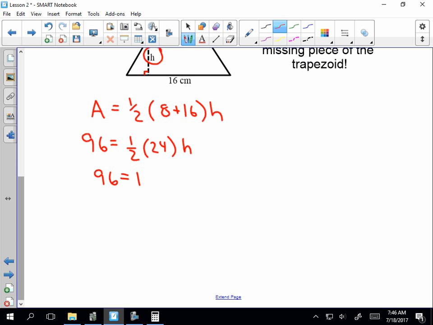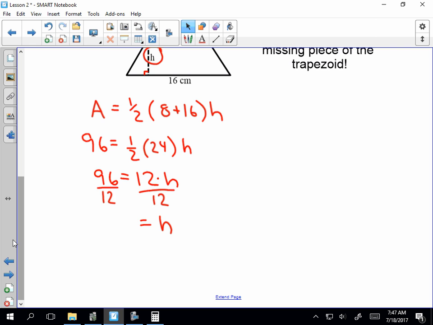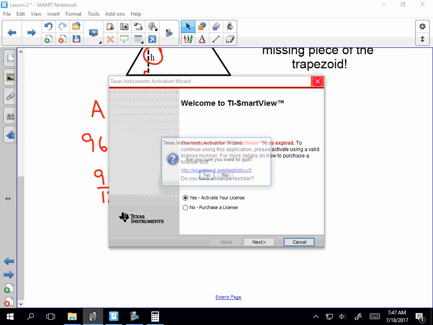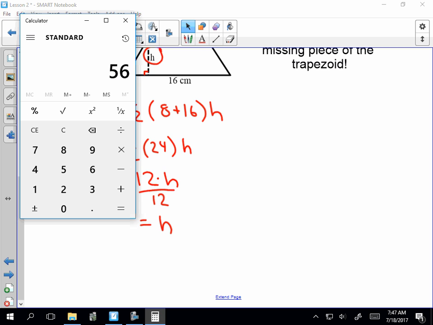So we're always trying to get to our simplest form here, and then we finish up by doing the opposite operation to get h by itself. The opposite of multiplication is division, and we have h equals 96 divided by 12. I believe it is 8, but let's do this real quick.